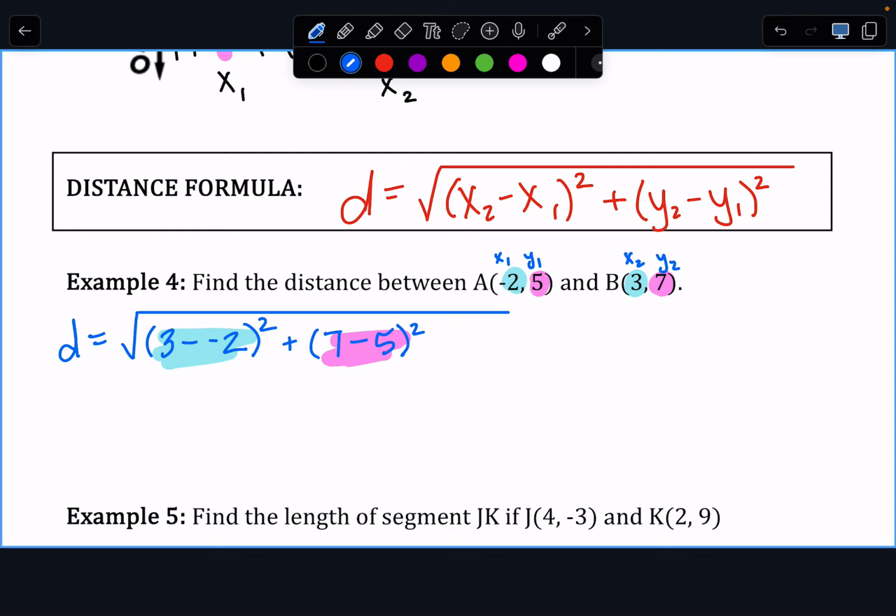Okay, what is 3 minus negative 2? Okay, so are you cool if I write 25 right there? Yep. Okay, and 7 minus 5? 2. Okay, so squared would be 4. So our distance, I'm just going to have you leave it as the square root of 29.